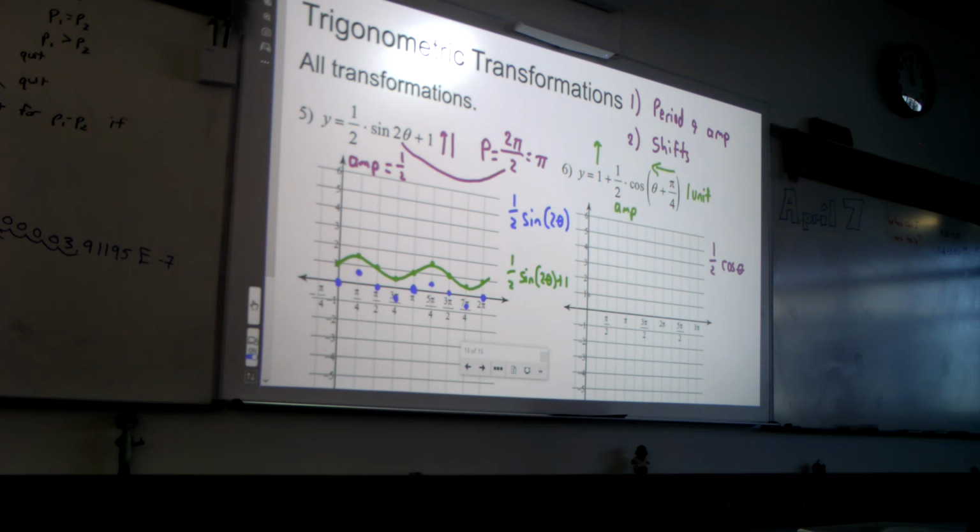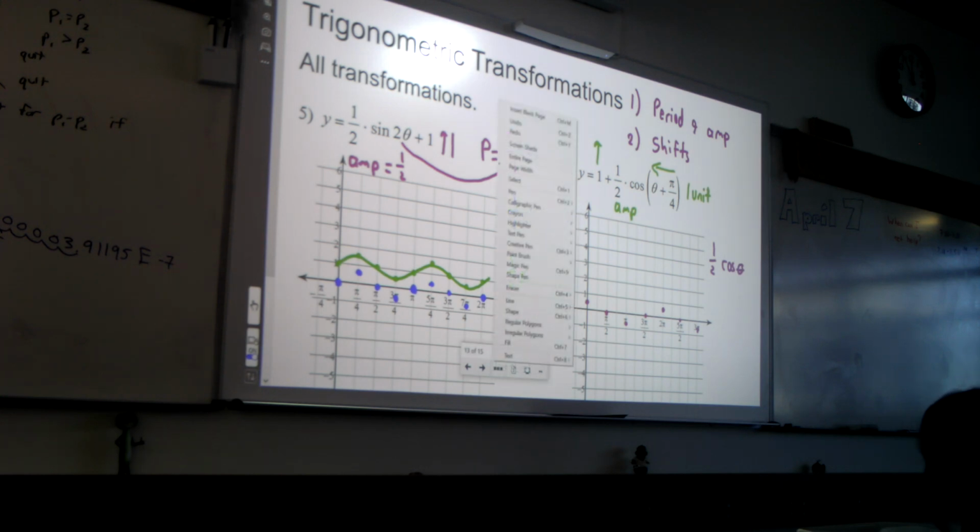So cosine, where does it start? 1, except now it's going to be 1/2. Good job. The period did not change, so it's going to go to 2 pi. So that means at the halfway spot at pi, it's going to be at negative 1/2, and I'm just going to kind of draw it like that. So here are my key points. And you don't even have to connect it if you don't want. You just need the key points. So that's 1/2 cosine of theta. Connect it anyway.